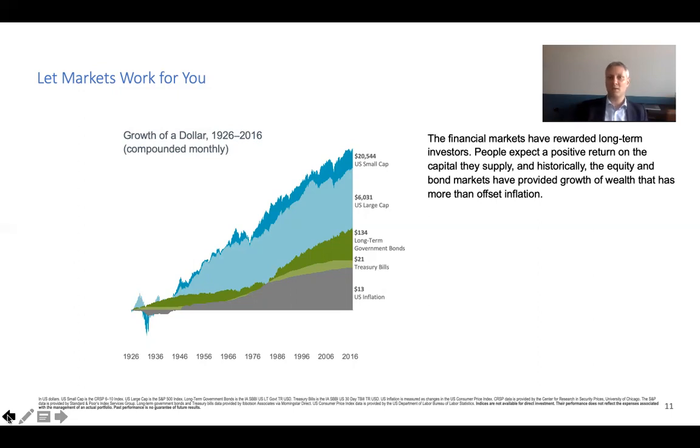And then once you get into equity, that dollar will turn into $6,000 in 2016, which is what you've got this data from. And if you did small cap, then it's 20,000. So you can see the difference just by investing your allocation. If in cash, it will just be worth 13. If you're in equity, it's worth 6,000, and that's the US large cap. If you're in small cap, it's worth 20,000. So there's a big difference. So let the markets work for you.